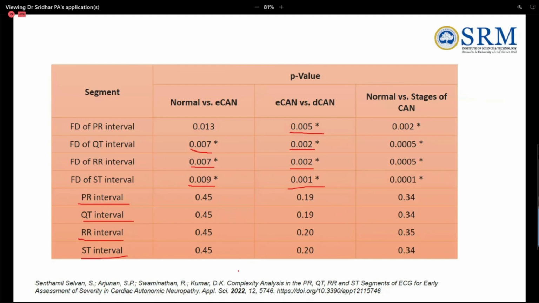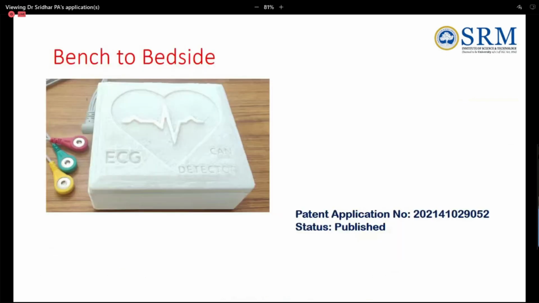So also, we received a news article based on this work, where we use this fractal dimension to demonstrate that we are able to see the change in the heart activity due to cardiac autonomic neuropathy. So we implemented this system. Now the aim is that all the research has to come from bench to the bedside.